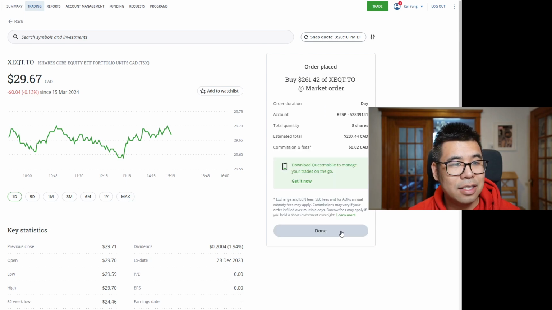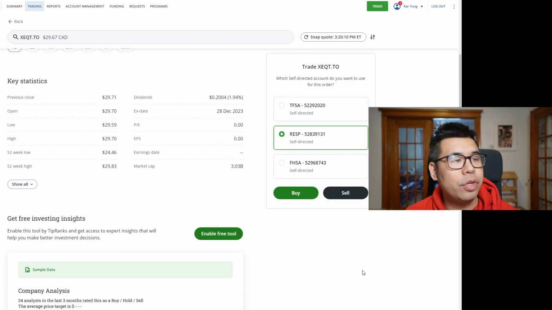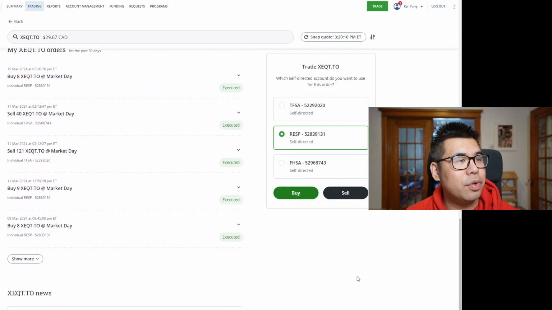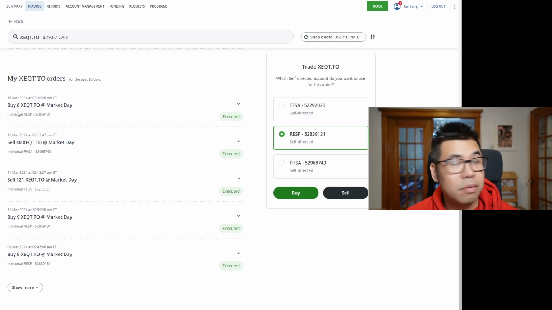And that is done. And then you can scroll down to see that the trade has been executed. Right here, March 15th, bought 8 shares at market price. And that's what I usually do, market order.